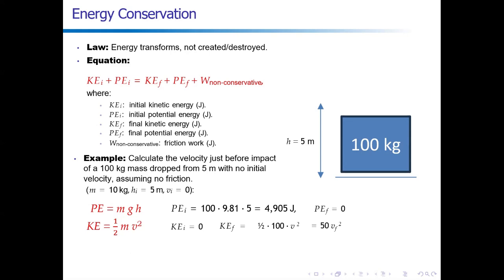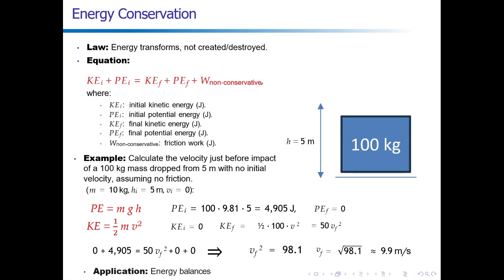Substituting these calculated values into the energy conservation equation, we get that 4,905 is equal to 50 times the velocity squared, which reduces down to velocity equals 9.9 meters per second. So the object hits the ground at about 9.9 meters per second, because all of the gravitational potential energy was converted into kinetic energy during the fall.